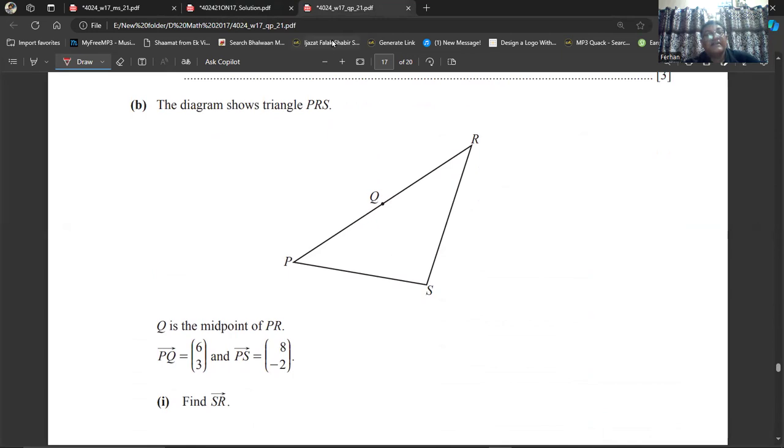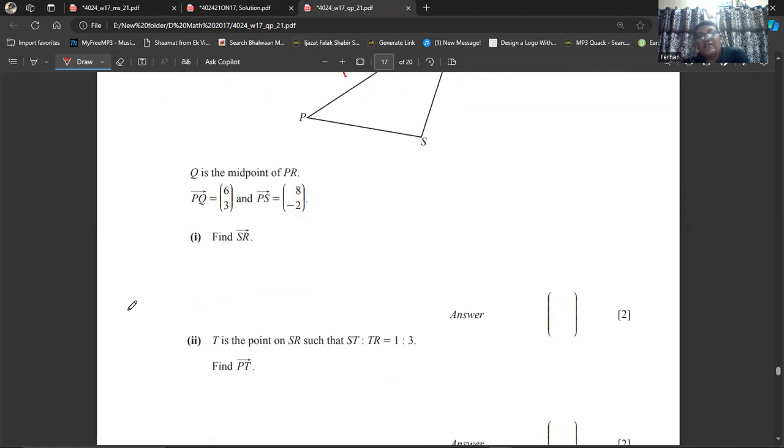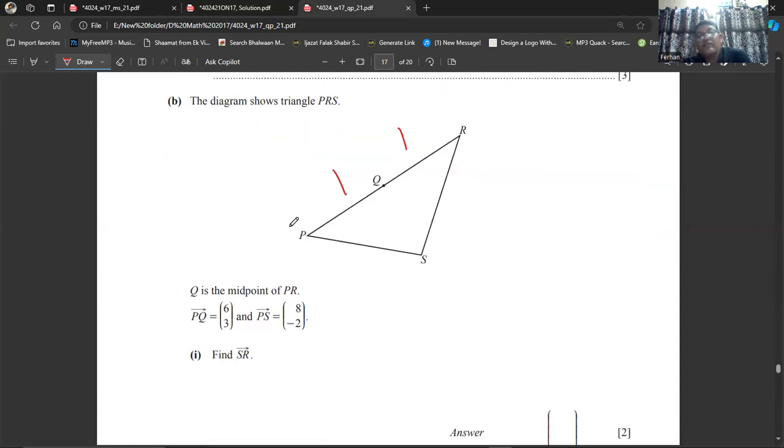Here we have, he says, the diagram shows the triangle PRS. Q is the midpoint of PR, where PQ is (6, 3), and PS is (8, -2). Find SR. If you want to go from S to R, you will go from S to P, from P to Q, Q to R. So you have to go from S to P, from P to R.